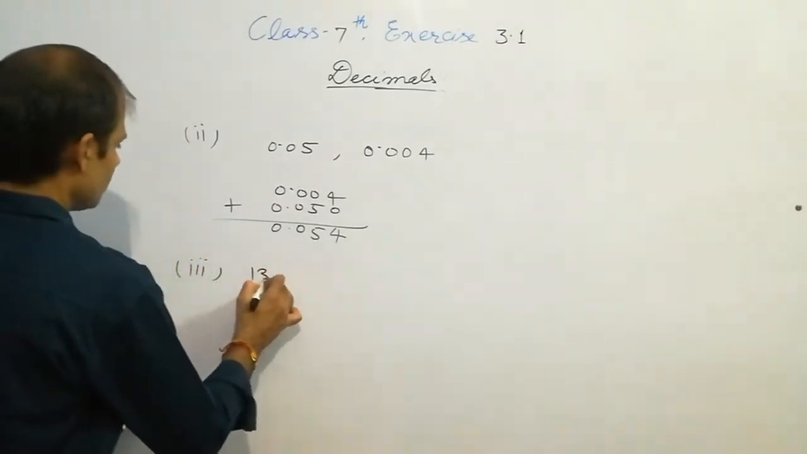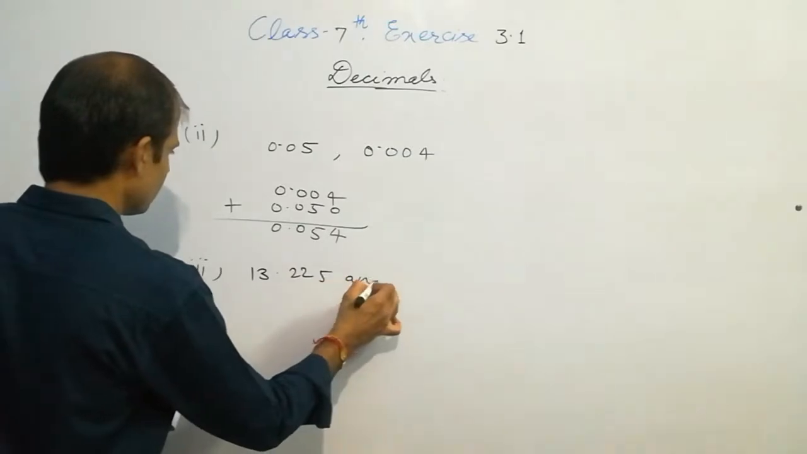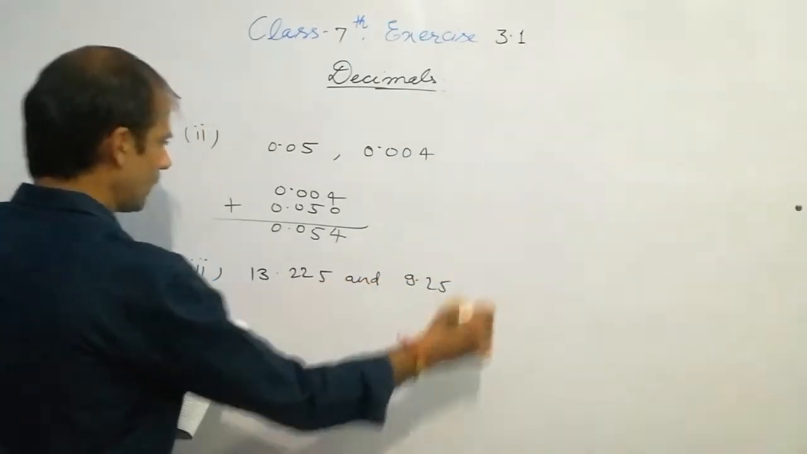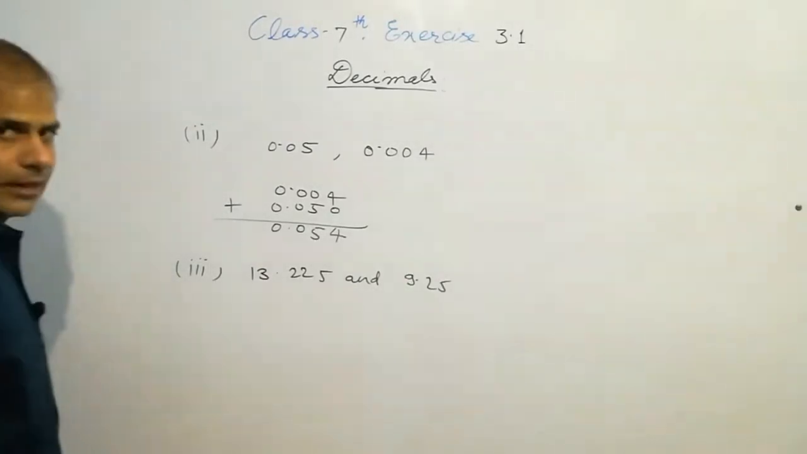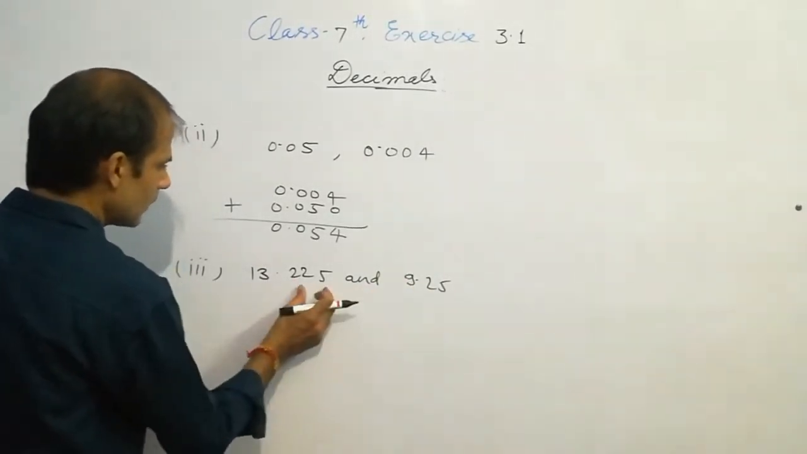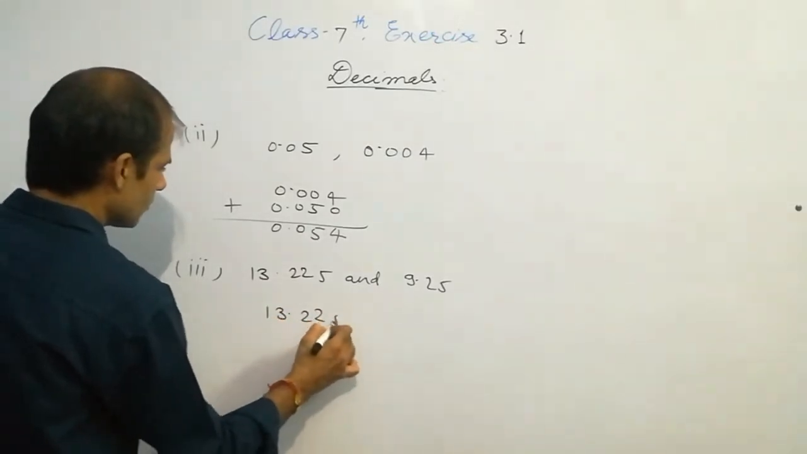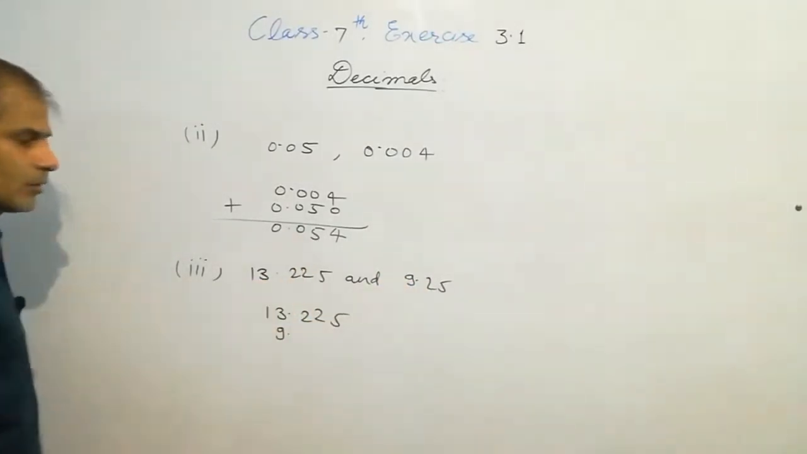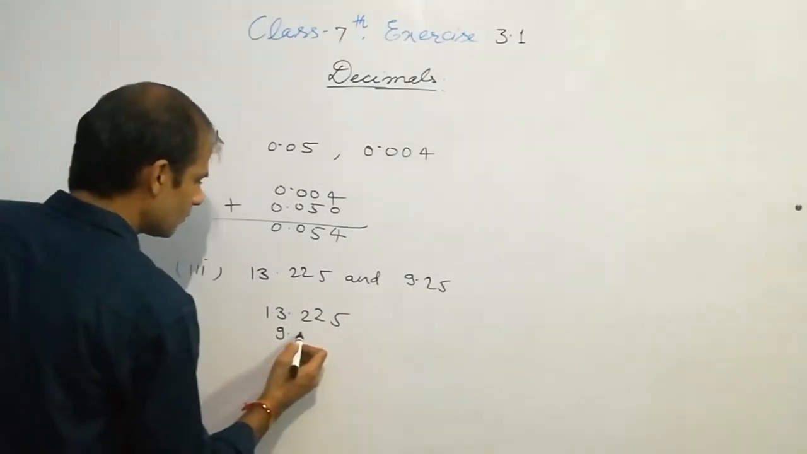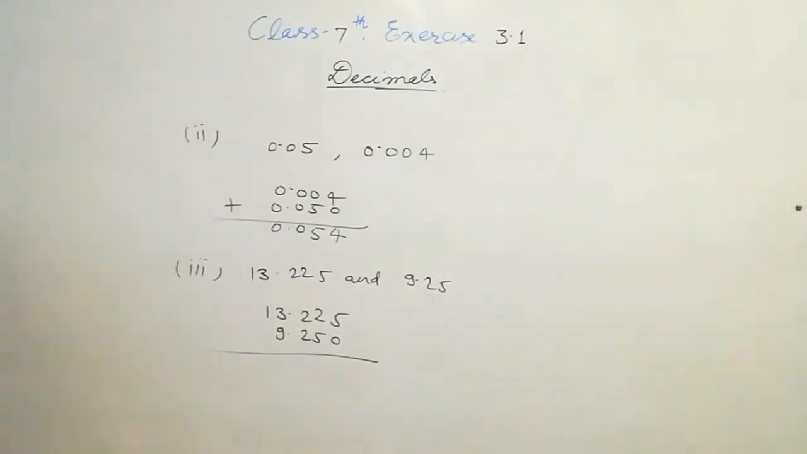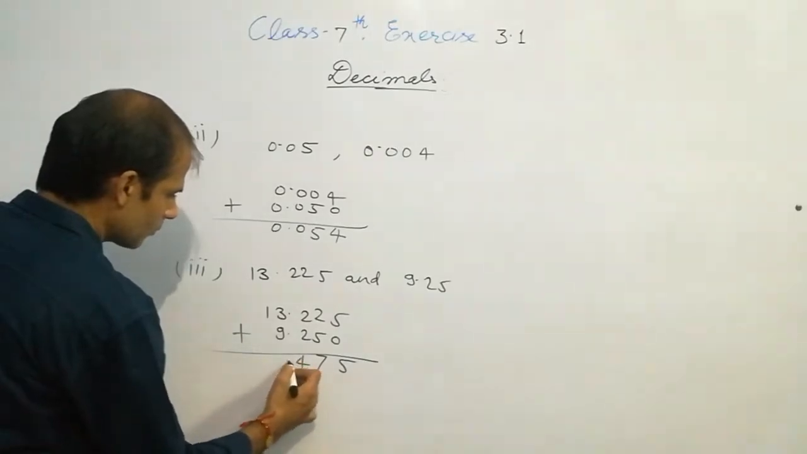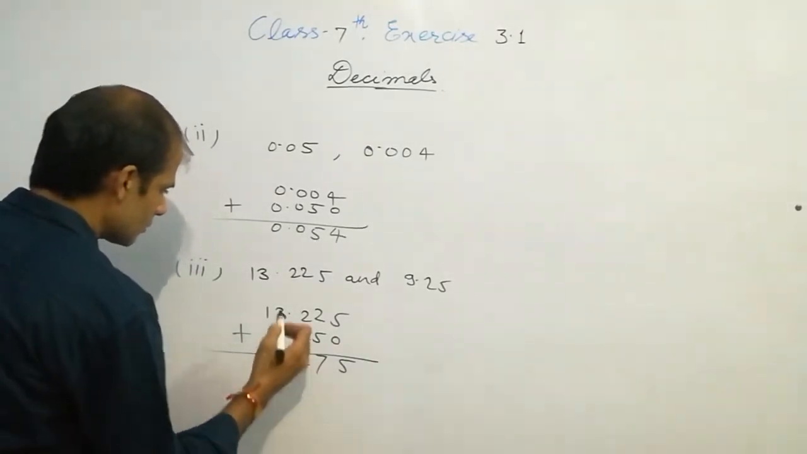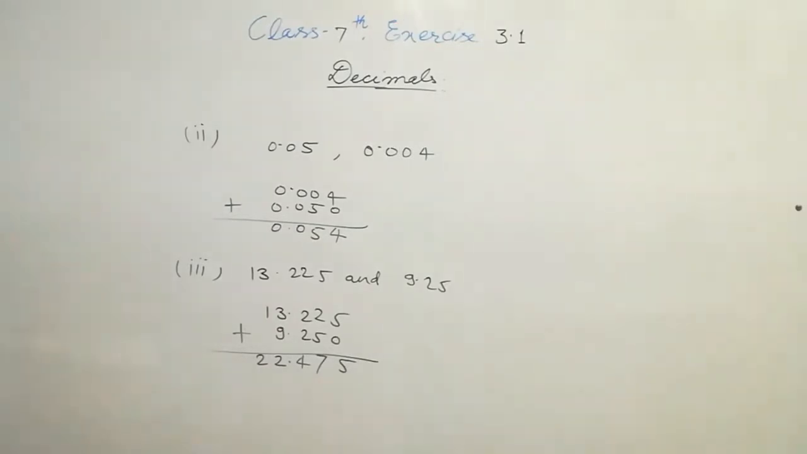Third is 13.225 and 9.25. So again they are not like decimals, 2 digits and 3 digits. So convert this into like decimal. So after 2 and 5 you can write a 0, and now both these decimals are like decimals. Add them 5, 7, 4 and it is 22. So the answer is 22.475.